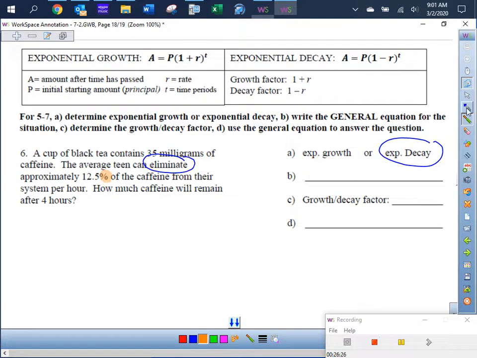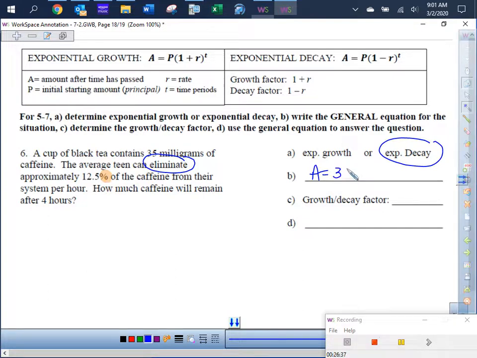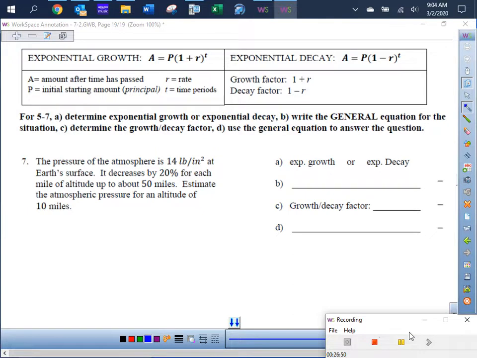Let's do a little A equals. The amount is going to equal the starting amount of caffeine after this person has drunk their cup of black tea. 35 milligrams. And then 1 minus 0.125, because that's what has to happen in exponential decay. You take 100% minus your 12.5%. Decreases. So that's an exponential decay because it's decreasing by a percent.